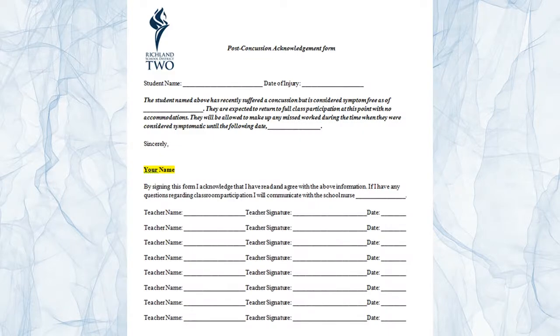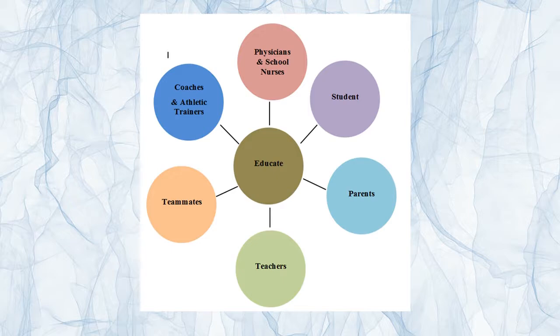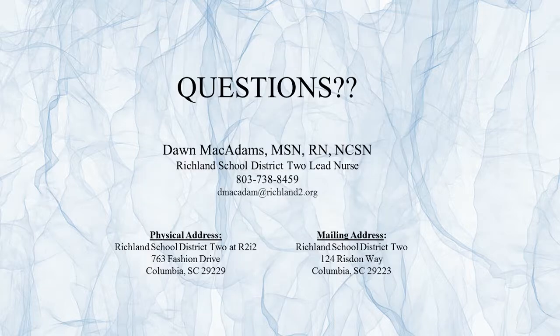This is the post-acknowledgement concussion form, or you may get an email when a student is deemed clear of the concussion. We do send a notification out to the teachers as well. So when we're dealing with students who have sustained a concussion, our ultimate goal is education, but it really takes a whole team. It takes the teachers, the parents, the student, the teammates, the nurse and athletic trainer, the coaches, the physicians. It's all a team effort to make sure we have the best possible outcomes for students who sustain a concussion. If you have further questions, please don't hesitate to contact me.